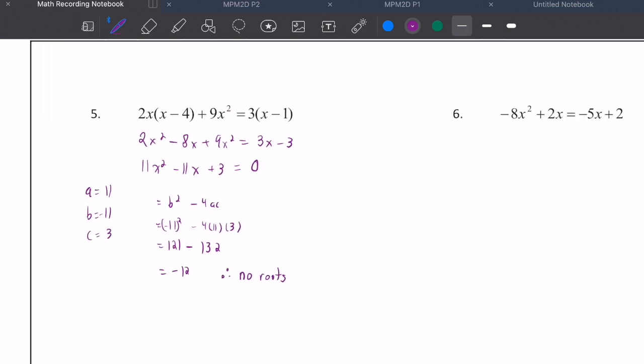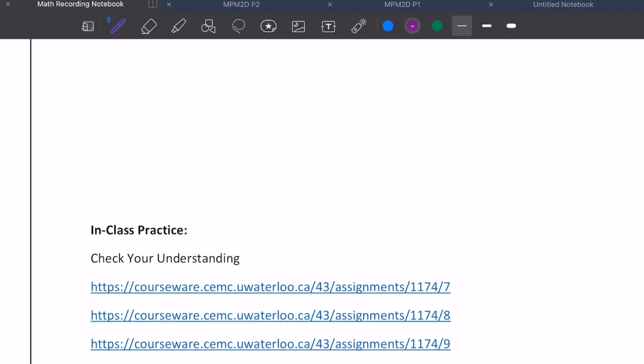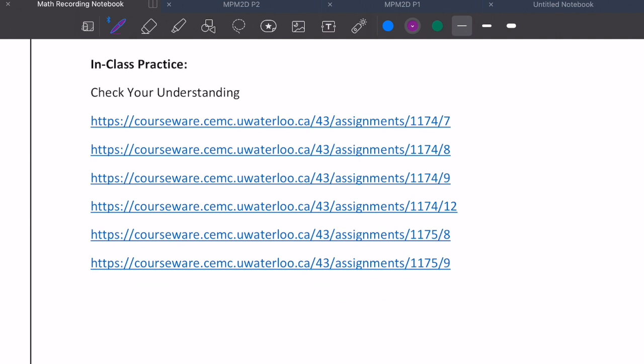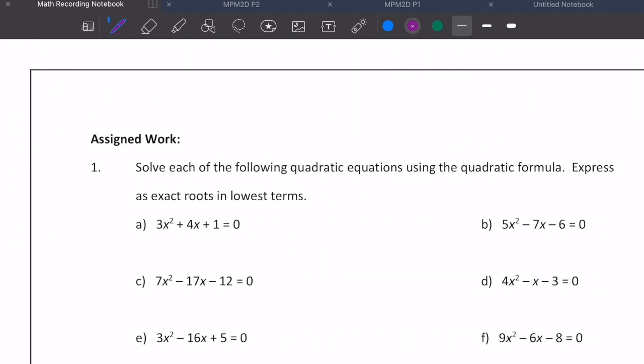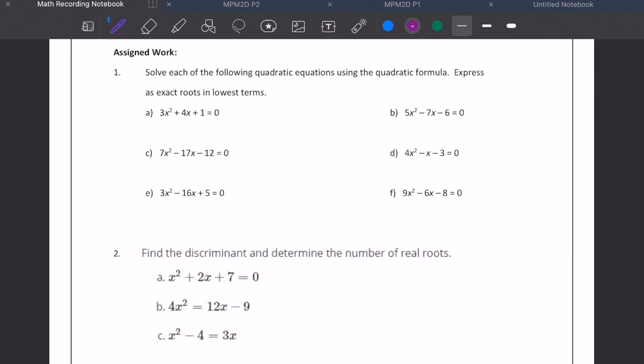Number 6 will be up in the document with the completed lesson afterwards. Here are some lovely practice questions for you to try out. Obviously, keep trying them out, see if you're getting it. If you're feeling confident, you can move on to the homework. Here is some homework for you to work on.